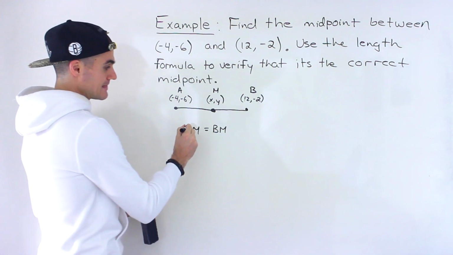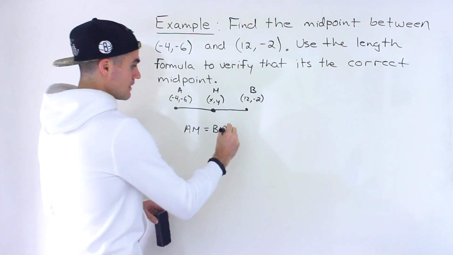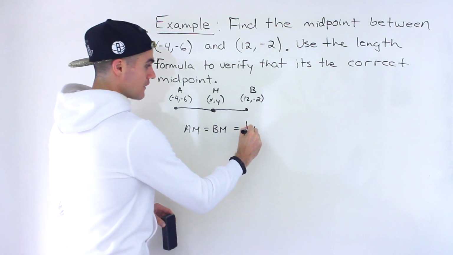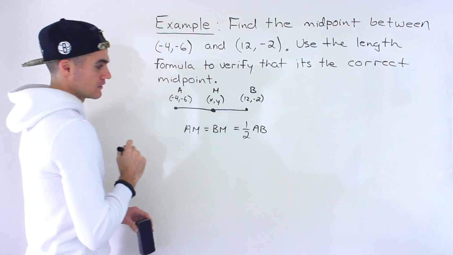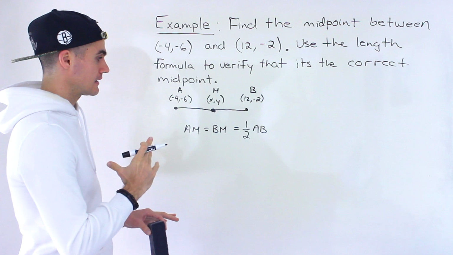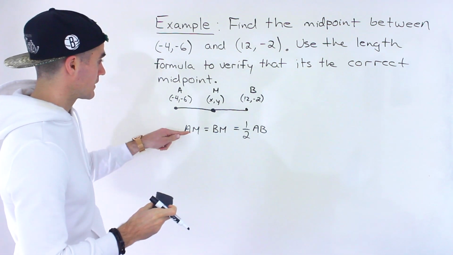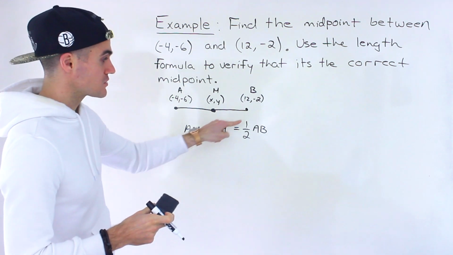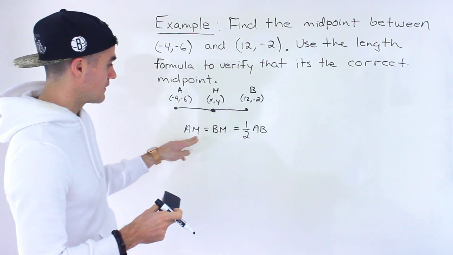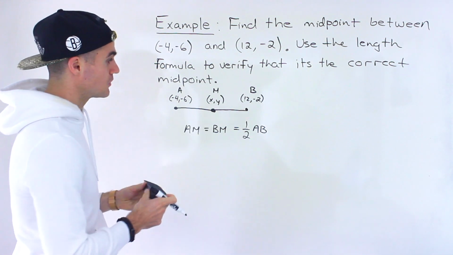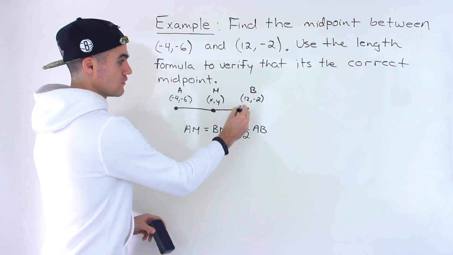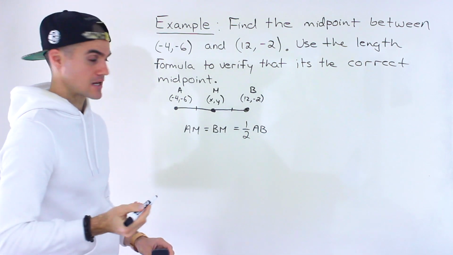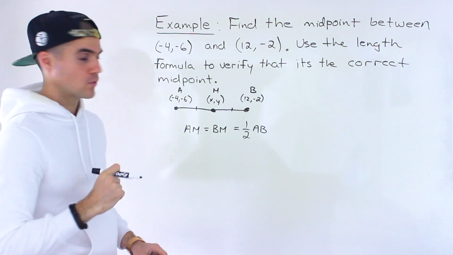Another way is that these two lengths here have to be 1/2 of the length of AB. Okay, so we're actually going to do 3 length calculations. We're going to calculate the length of AM and the length of BM, those two should be equal, and then we're also going to calculate the length of AB, and these two lengths should be 1/2 of the total length, right? Because these two lengths are going to be the same. So that's how we're going to verify with the length formula.